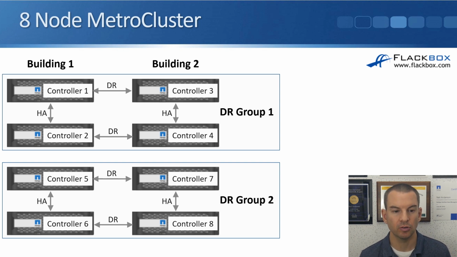MetroCluster. We can also have an 8-node MetroCluster configuration as well. With an 8-node MetroCluster configuration, it works the same way. We just double up on the amount of hardware. So you saw that when we had 4-node MetroCluster, it was this configuration at the top here. Well, with 8-node MetroCluster, we're going to have the same configuration for our first 4 nodes, and that's going to be our DR, Disaster Recovery Group 1. And then we do the same thing with the other 4 nodes. They're configured the same way, and that is our DR Group 2.